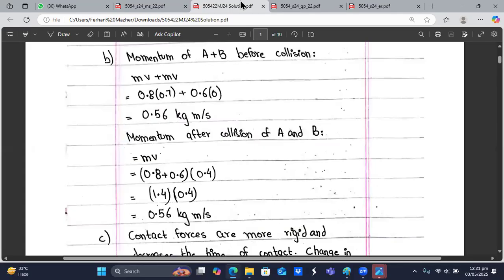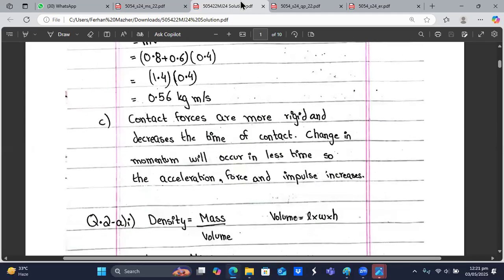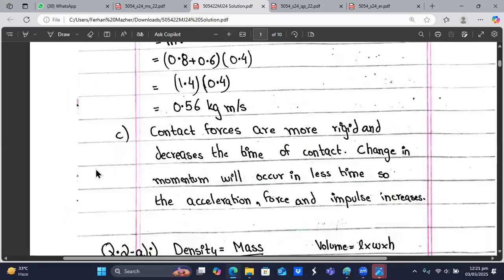So let's see what my student has written. She says that the contact forces are more rigid and decrease the time of contact. Change in momentum will occur in less time. So the acceleration and force and impulse increase. This word impulse is not right. Impulse is still the same. Impulse means the change in momentum. So don't write this word.